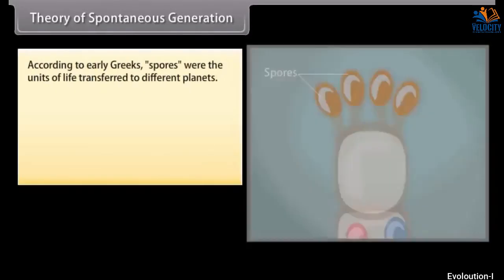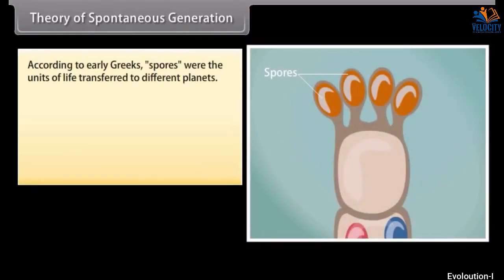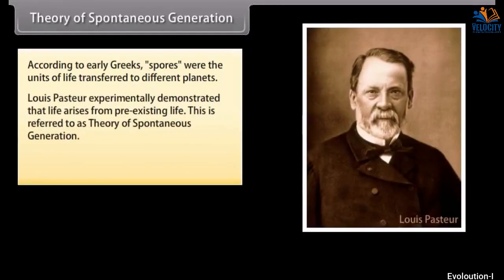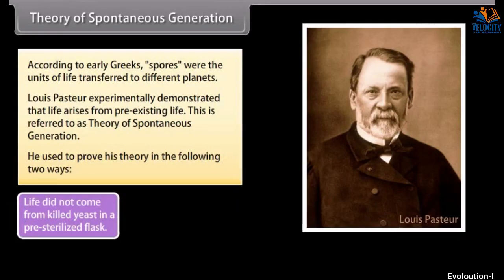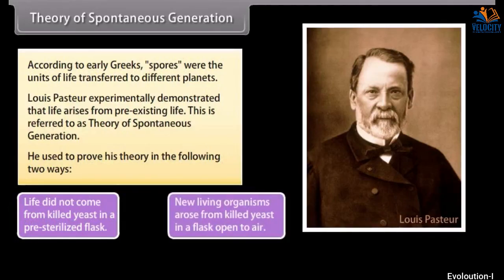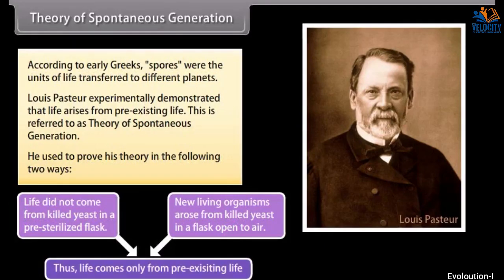Theory of spontaneous generation. According to early Greeks, spores were the units of life transferred to different planets. Louis Pasteur experimentally demonstrated that life arises from pre-existing life. This is referred to as theory of spontaneous generation. He used two ways to prove his theory. Life did not come from killed yeast in a pre-sterilized flask. New living organisms arose from killed yeast in a flask open to air. Thus, life comes only from pre-existing life.